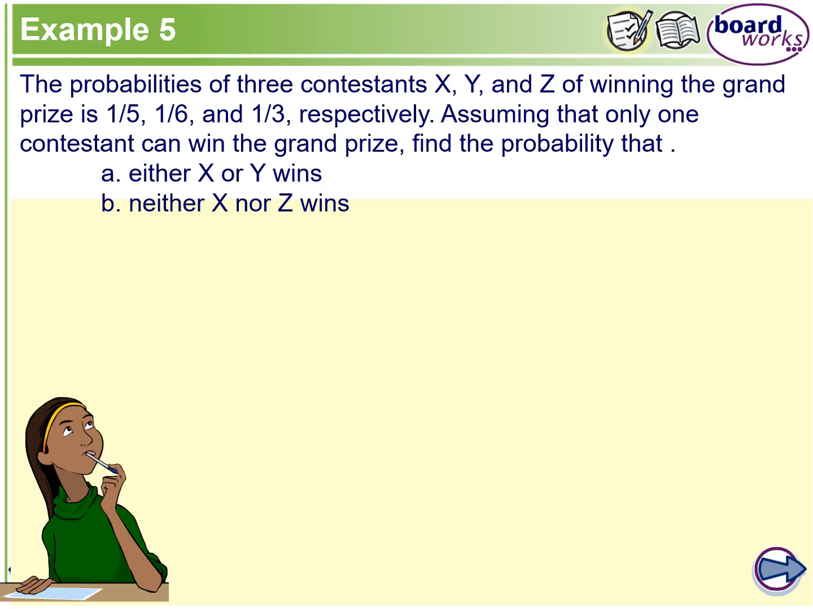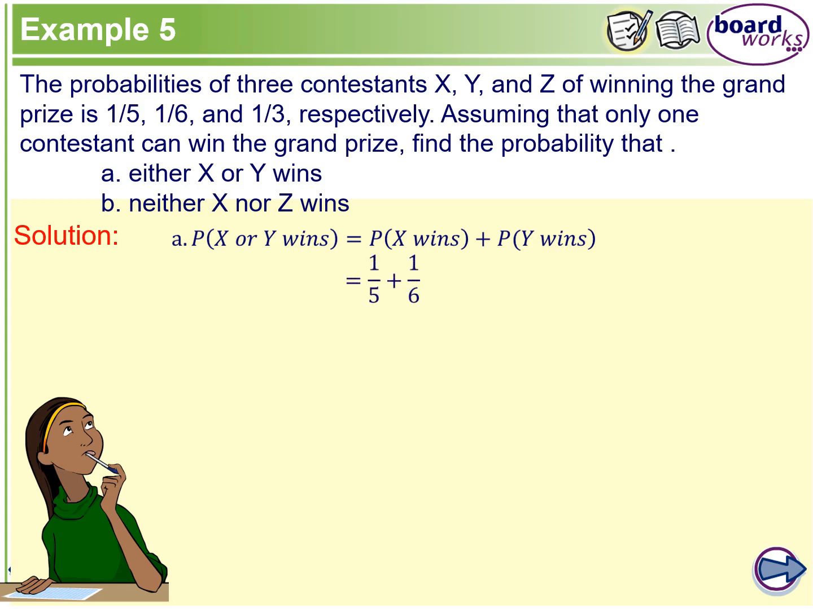So in solving letter A, either X or Y wins, so we will just add the probability of X wins and the probability of Y wins. The probability of X, we have 1/5, plus the probability of Y, 1/6. So what is 1/5 plus 1/6? You cannot add the two fractions directly, so you will get first the LCD. LCD is 30, so when you simplify that one, 11 over 30. So the probability that either X or Y wins is 11 over 30.